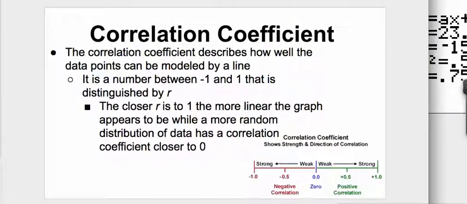The correlation coefficient describes how well the data points can be modeled by a line. It's a number between -1 and 1, and the closer it is to 1, the more linear it is, and the closer it is to 0, the more of a random distribution it has. You can see from this picture right here, it just kind of explains it.